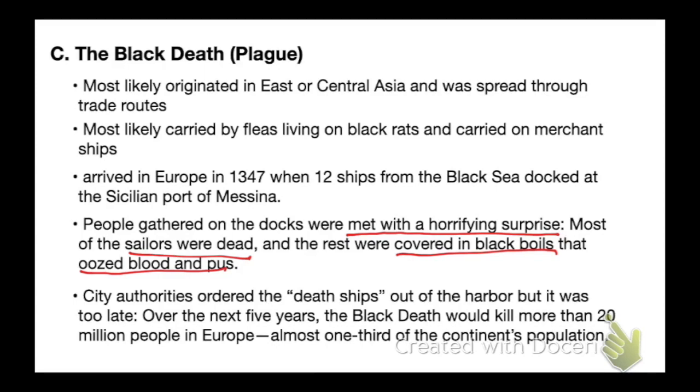City authorities ordered the death ships out of the harbor, but it was too late. Somebody on the dock got it, and then it started to spread. Over the next 5 years, the Black Death would kill more than 20 million people in Europe, almost 1/3 of the continent's population. That is an insane number.